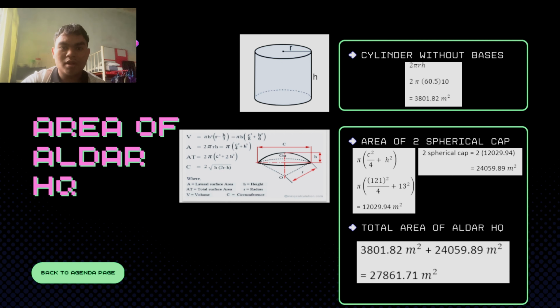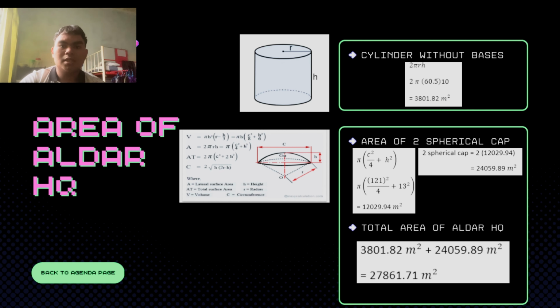For the area of the two spherical caps, the formula is pi times c square divided by 4 plus h square. c in this term is the diameter, so 121 square divided by 4 plus 13 square. We get 13 from the total width 36.4, minus 10 the length of the cylinder, divided by 2 because we have two spherical caps. So we put it in the formula and we get 12,029.94 meter square. So that is for one spherical cap.